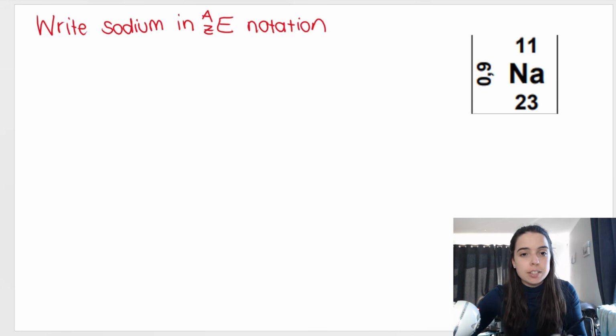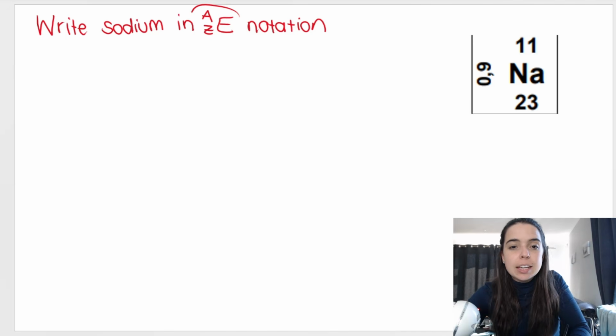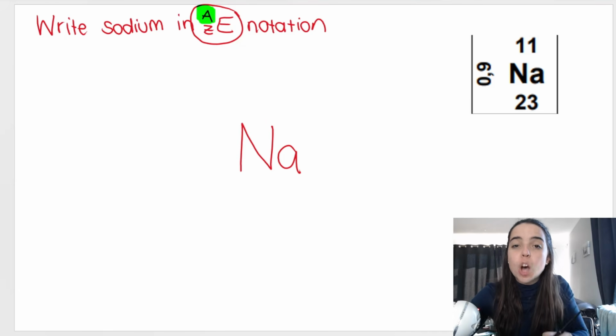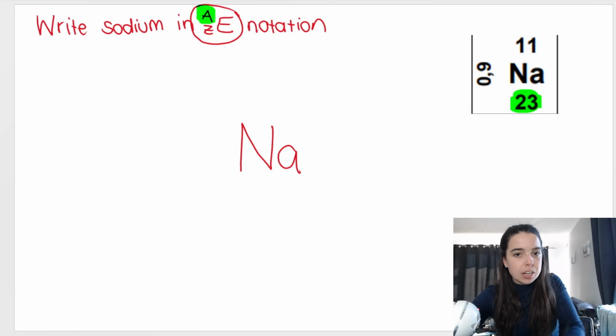That's where I found it. So they wanted an EAZ notation. E is the element, the big symbol for the element, which is Na. At the top, they want the atomic mass number. Now remember, the atomic mass number is the big number, 23. So we're going to put 23 at the top.